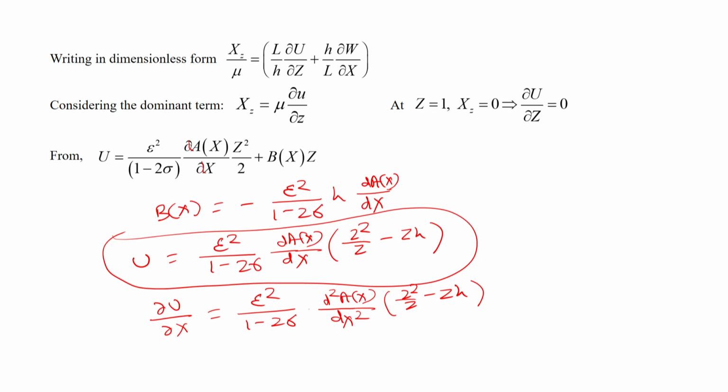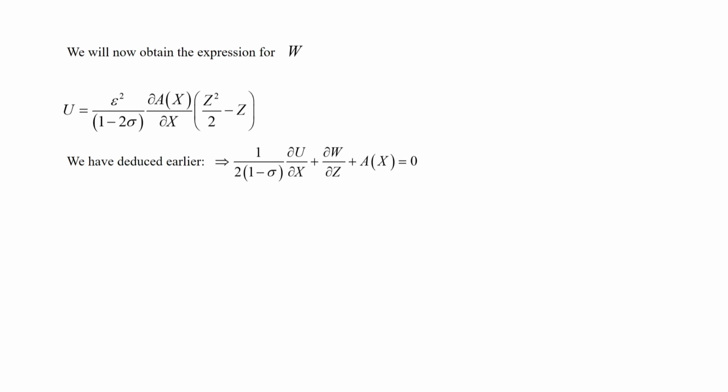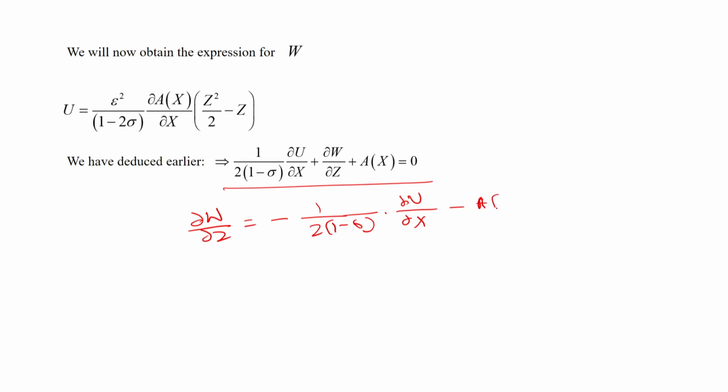And so, the expression we have already obtained. So, we have to write it like this. Here is the equation that we had derived earlier. Here del w by del z is equal to minus 1 by 2 into (1 minus sigma) into del u by del x minus a of x.